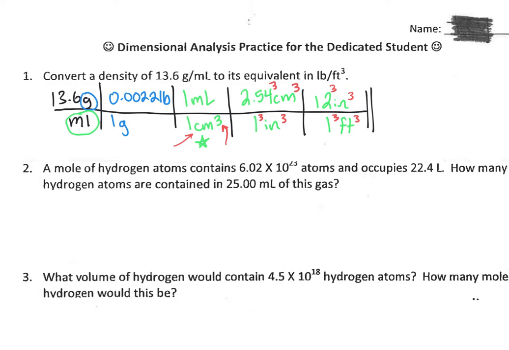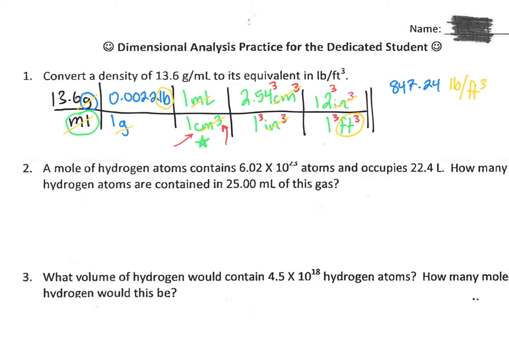Final answer that we get is 847.24. Now let's look at units for this first one. Let's see what cancels. Grams on top cancels. I'm left with pounds on the top, which is what I wanted. Milliliters started out on bottom, so milliliters cancels. Centimeters cubed cancels. Inches cubed cancels. And we're left with feet cubed on the bottom, which is what I wanted. So my units would be pounds on top over feet cubed.